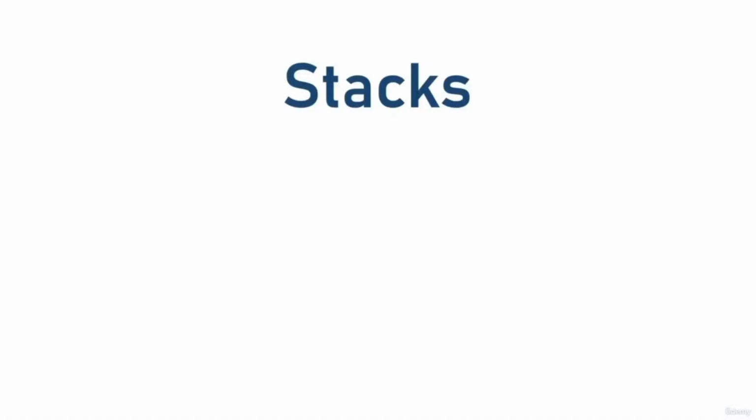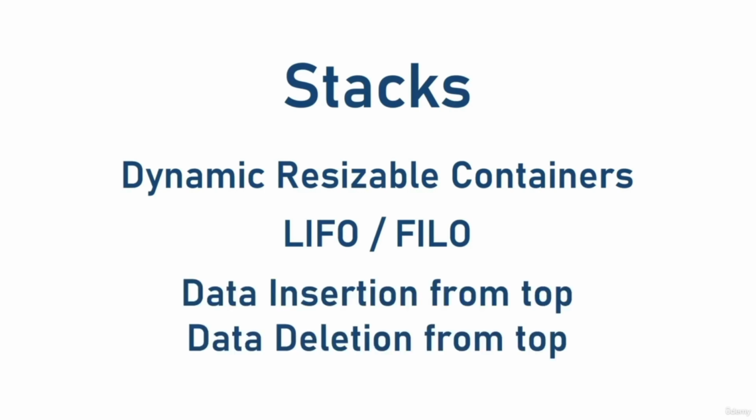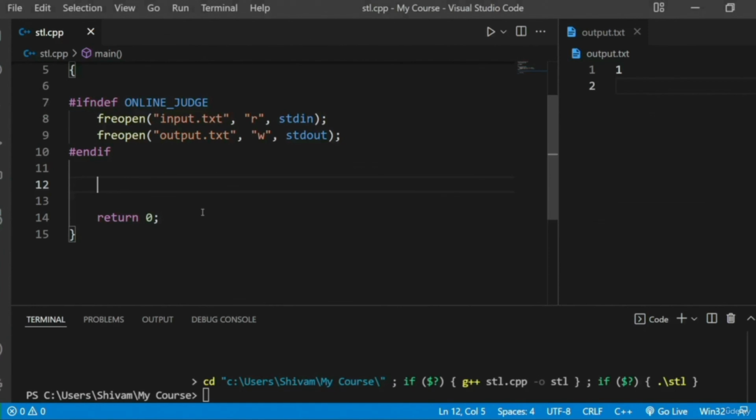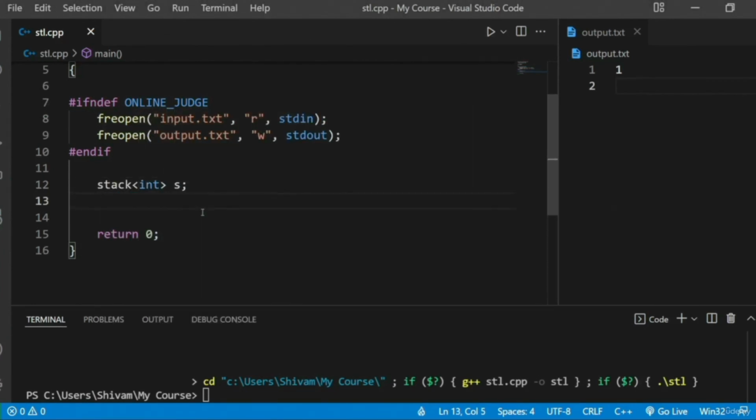The next data structure we are going to discuss is stacks. They are also dynamic resizable container adapters and they follow LIFO or FILO rule. That is last in first out or first in last out rule. That means the element which is inserted first needs to be removed at last. The element insertion and deletion in stacks is done from the top itself. In other words, stack is considered as a vertical array. The declaration of stack is also same. We write stack, angle bracket, and then data type, and we give it a name.